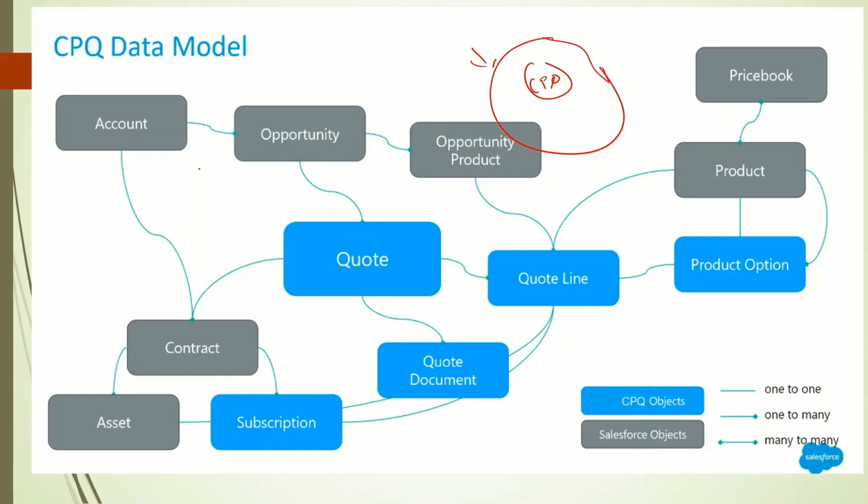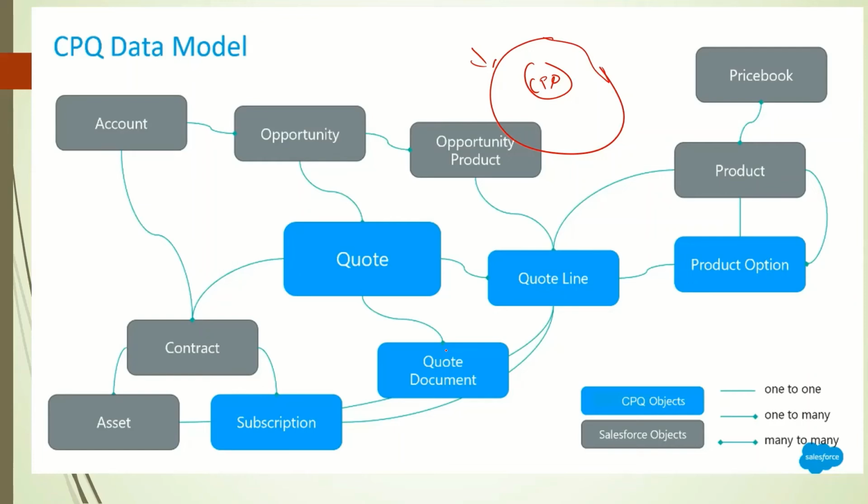So these are related like one account can have many opportunities, and one opportunity can have many opportunity products, that is nothing but opportunity line items. And then one opportunity product can have multiple quote lines. Quote lines will consist of product and product options. Product will have a price book. If the product doesn't have an entry in the price book, then that particular product will not be visible in the edit lines. So this is a basic data model which we have in Salesforce CPQ.